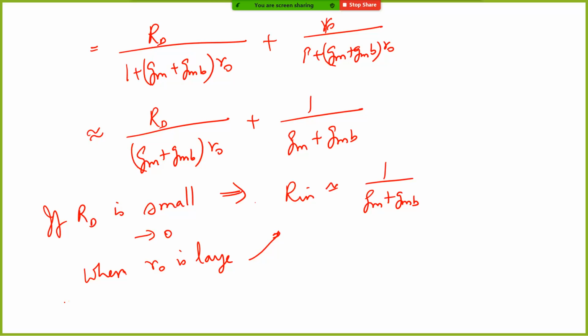But if RD is very large and r0 is smaller, then the input impedance starts increasing.